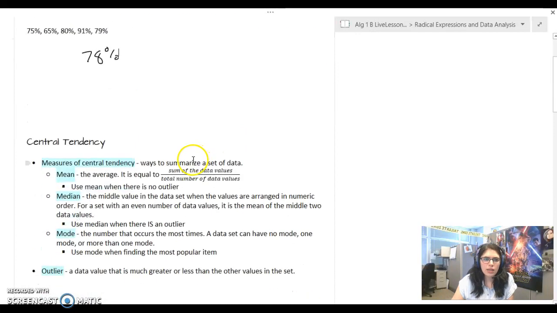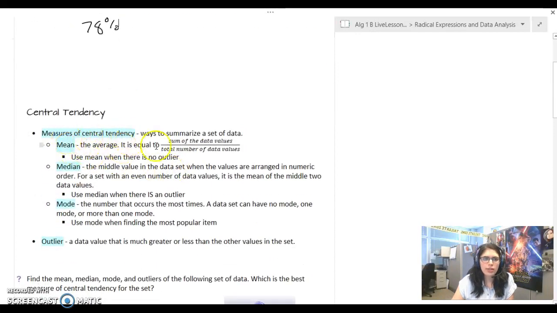So mean is a measure of central tendency. Measures of central tendency are just ways to summarize a set of data. So mean, the average, is what we just did. It's equal to the sum of the data values over the total number of data values. You want to use the mean when there's no outlier, which we're going to talk about in a second.